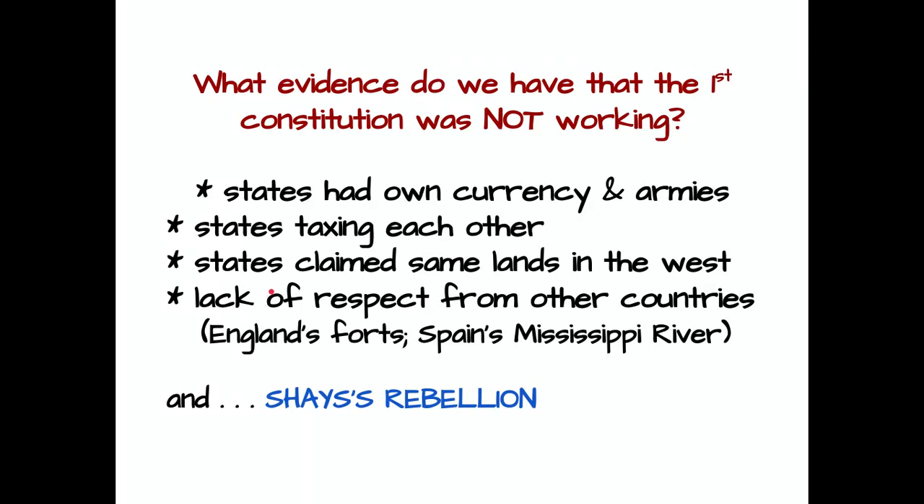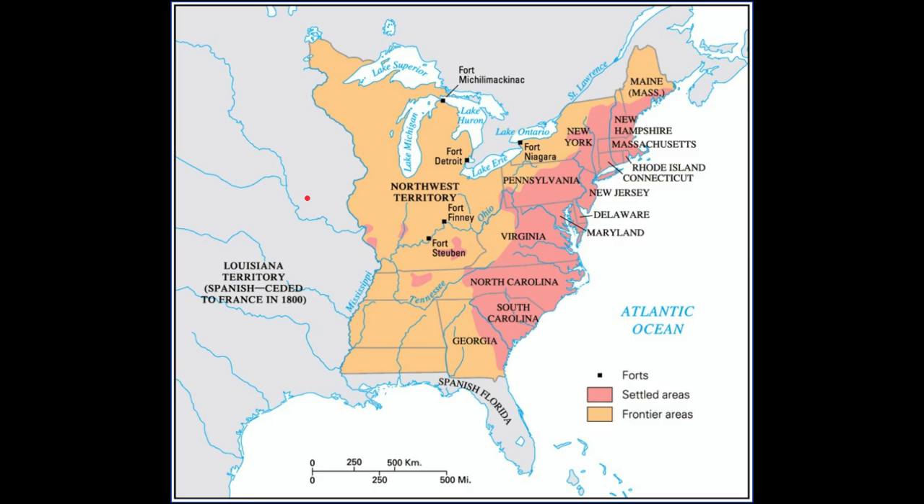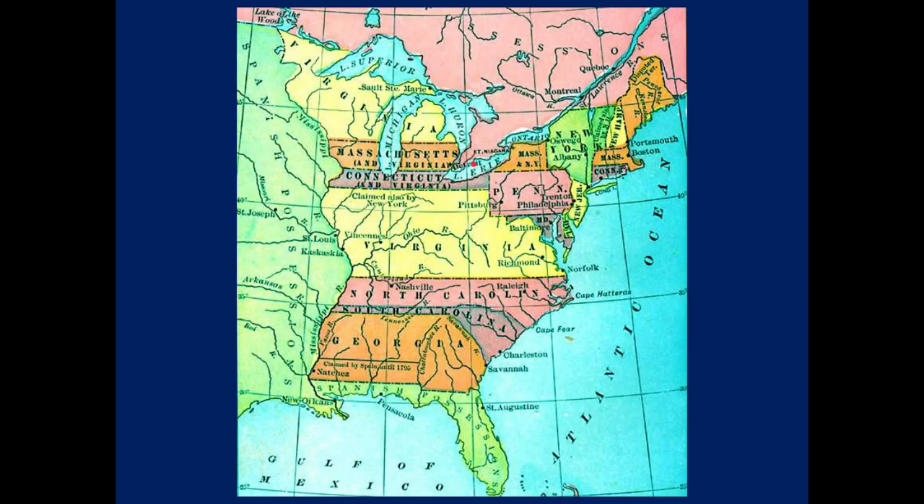Many states claimed lands in the West. Also, the economy was very weak, and other nations did not respect the American states. For example, England kept forts out here. After the war, they were supposed to go home, but instead they kept some forts in these Western lands, just waiting for the United States to fail so they could sweep back in and get their own colonies back.